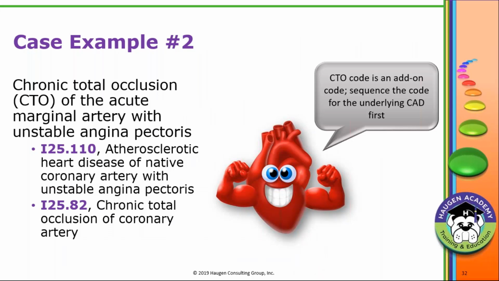So the example: chronic total occlusion, or CTO, of the acute marginal artery with unstable angina pectoris. We first assign our code for the CAD of the native artery with the unstable angina, and then I25.82 for the CTO.